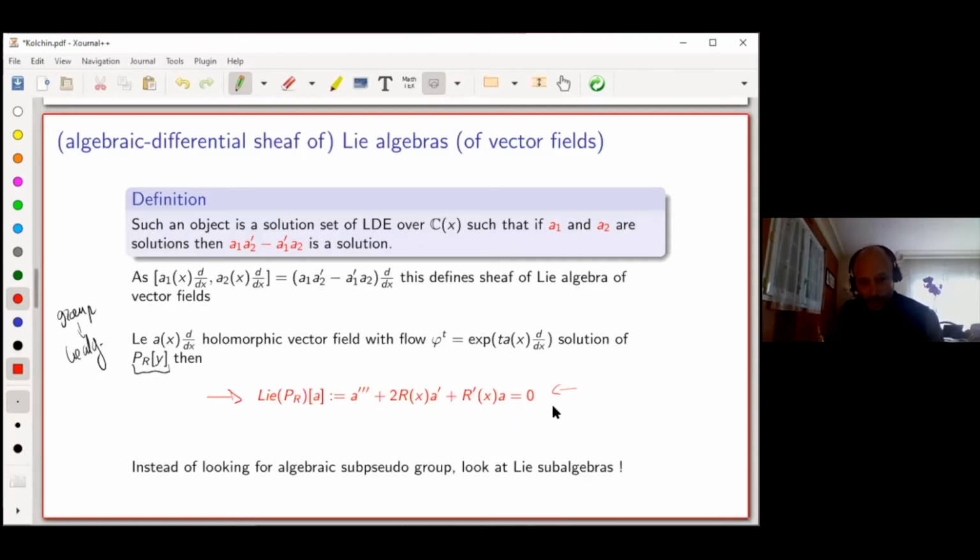It is a third order equation that maybe some of you recognize. It already appears when you want to study second order differential equations. If you're looking at this equation, maybe I will make some mistake, maybe it's plus r of x u equal to 0. Then you go from this second order equation to this third order equation by looking at a equal to u square.